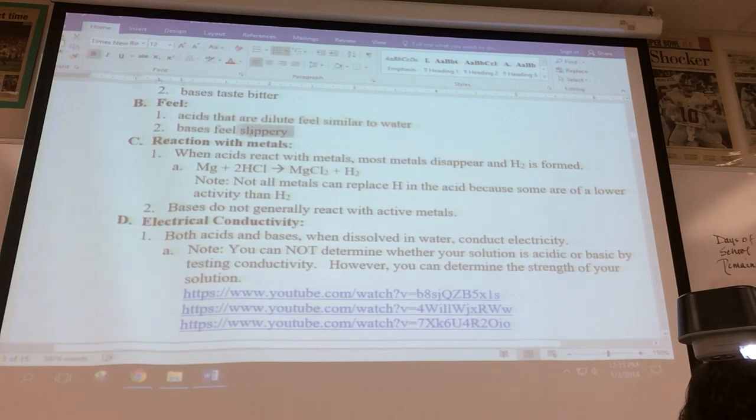If you consider how acids and bases react with metals, we have seen and done this before. Many metals will react with hydrochloric acid to generate salts and hydrogen gas. Some substances will not react with hydrochloric acid. If the metal is of lower reactivity or activity than the hydrogen, you'll get no reaction. Bases typically don't react with active metals, so sometimes it's not the greatest test.